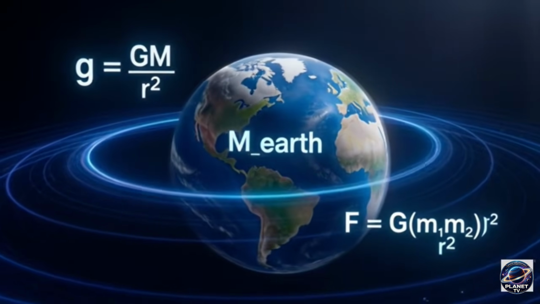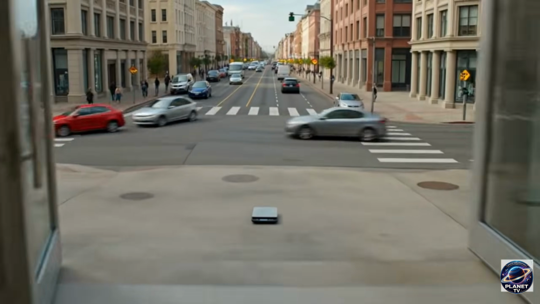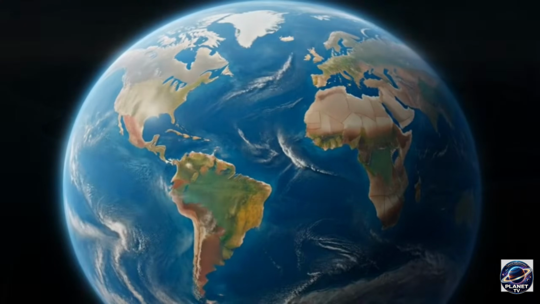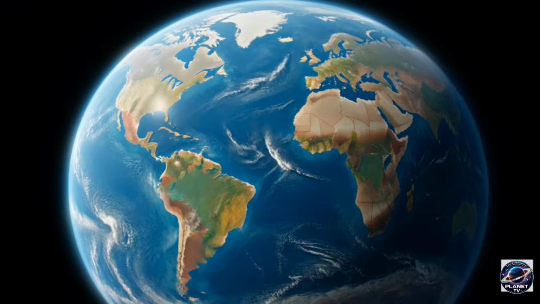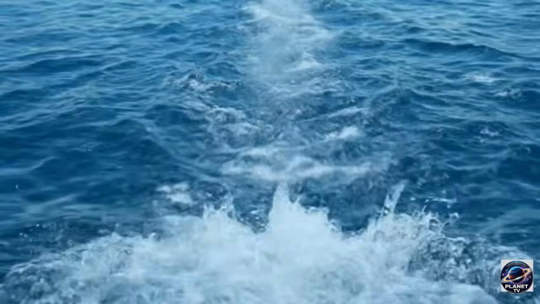Therefore, a person with a mass of 60 kilograms on Earth still has a mass of 60 kilograms on the Moon. But that person's weight on the moon will be much smaller because gravity there is weaker. The same applies to Earth.